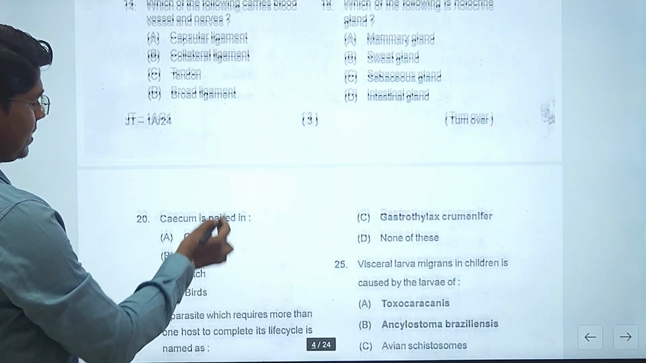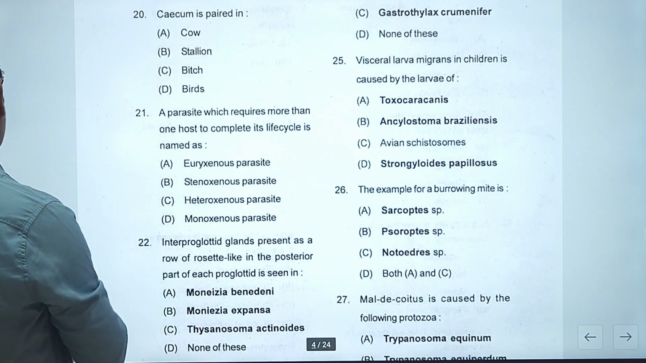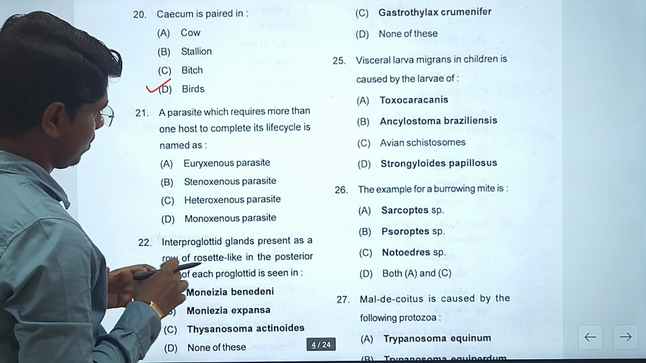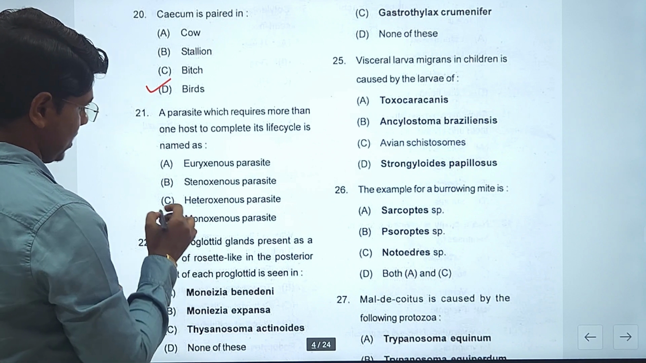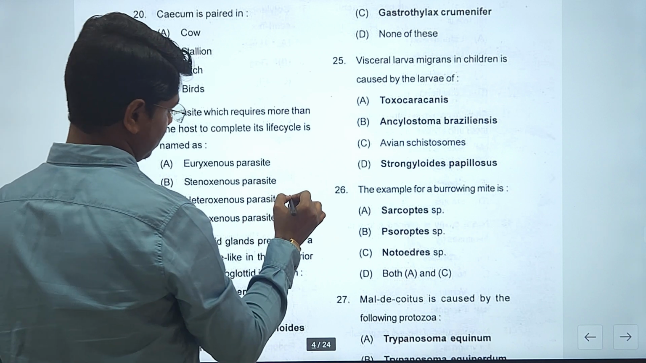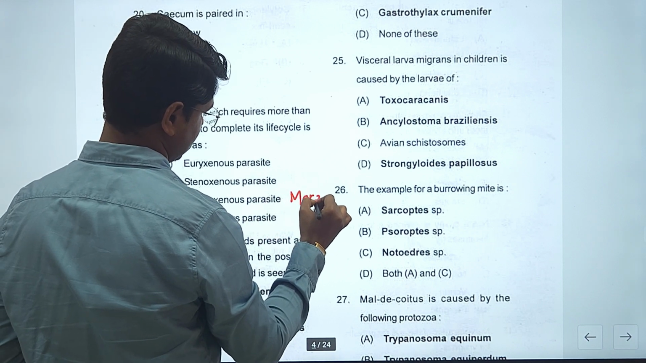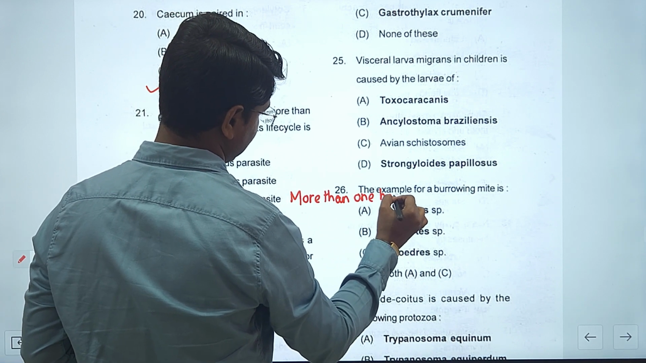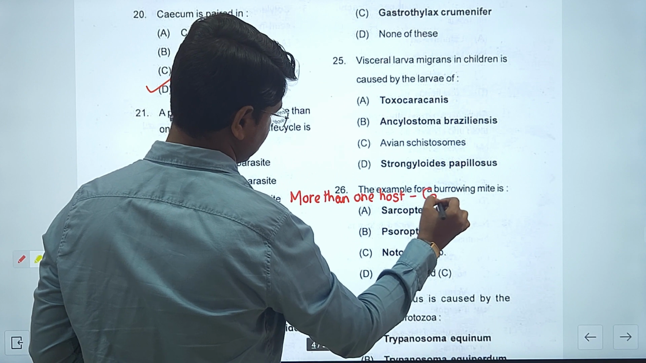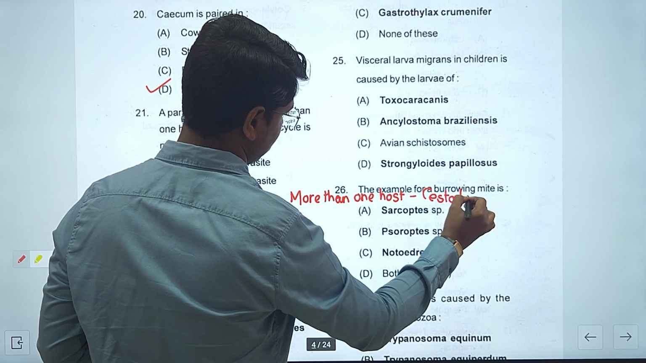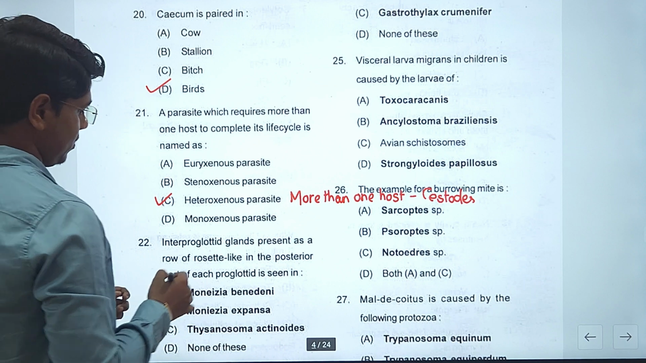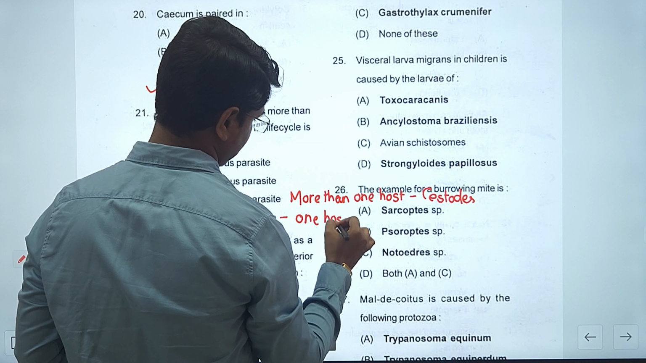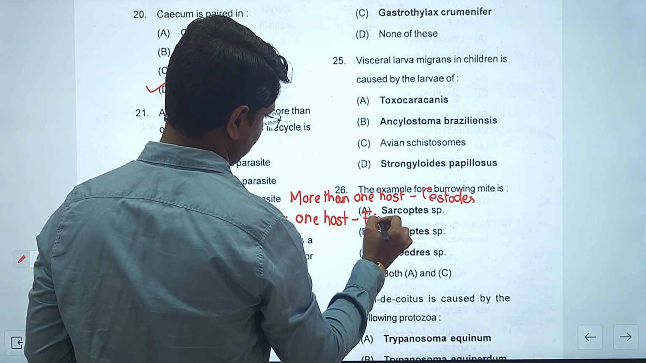Next question. Cecum is paired in case of birds. A parasite which requires more than one host to complete its life cycle is heterogeneous. Heterogeneous means more than one host. The best examples are cestodes. Most, nearly all cestodes are heterogeneous. Monogeneous parasite means it will have one specific host. The best example is Eimeria, Coccidia.